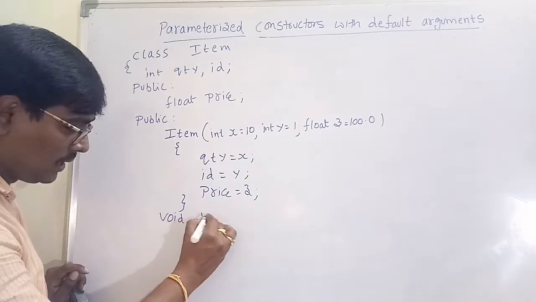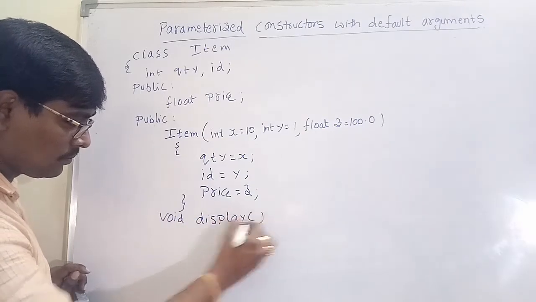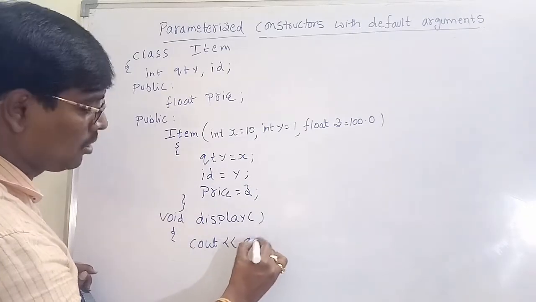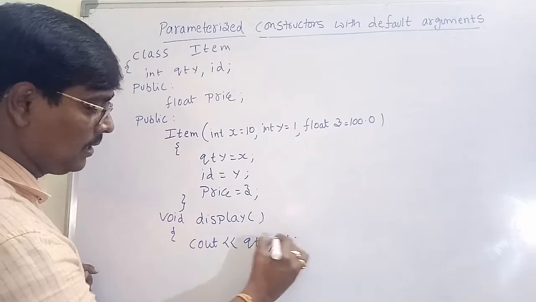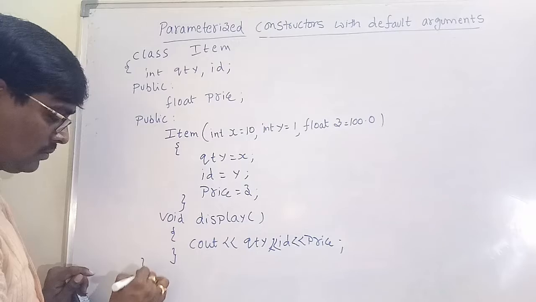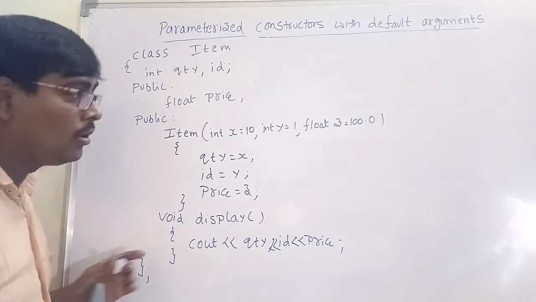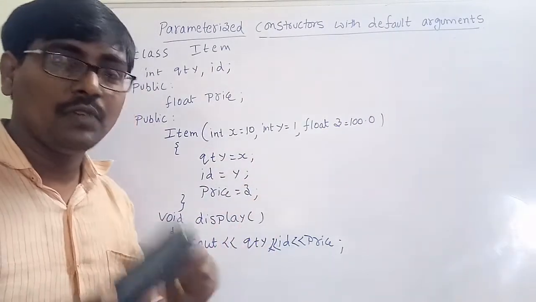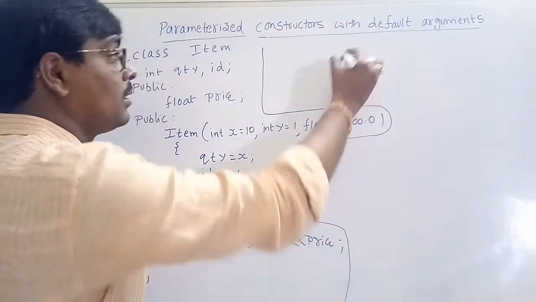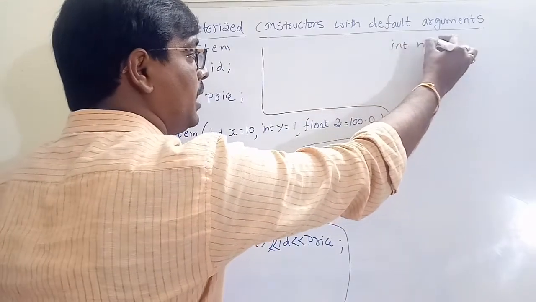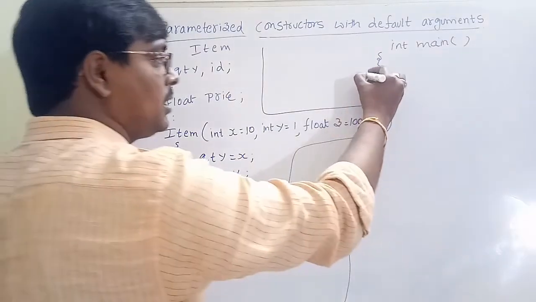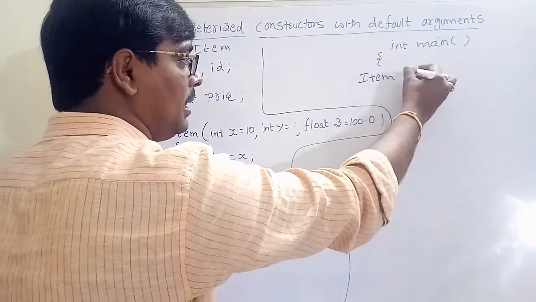Now void display of, cout quantity, id, price. I think this is clear. Now what is the use of these default values, and when are they used? Into main, I am creating main. Now what is the next step? Create an object item i.